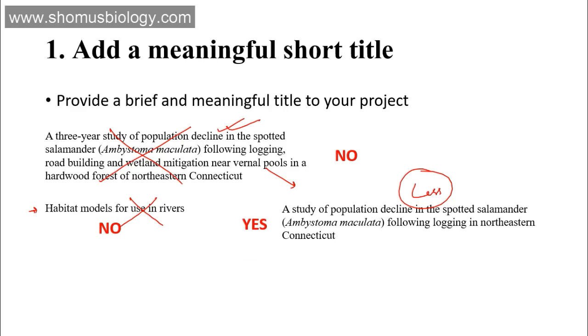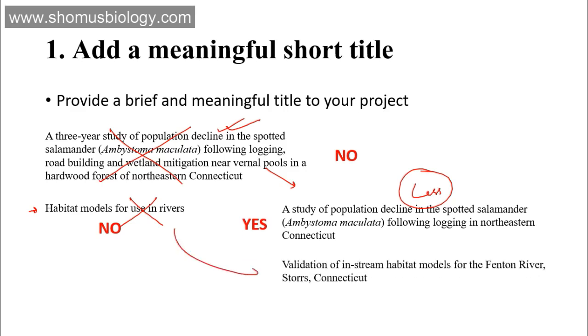So it's absolutely yes. Another one, in the second option, it was too short, but now if we write "Validation of in-stream habitat models for the Fenton River, Storrs, Connecticut." If someone reads the earlier title, they do not get any idea about it, but if they read this title, they get some idea about it. So obviously yes. This is how you should coin a title. Remember not to explain too much, but explain exactly what you are about to do.